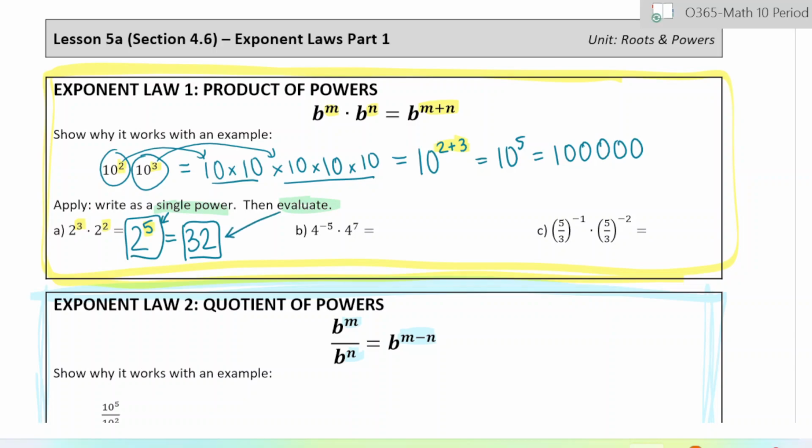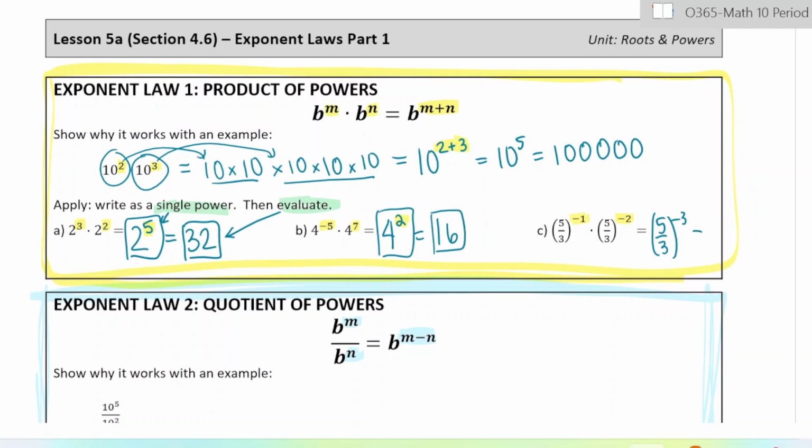Okay, let's do the next one. This one, we have 4 to the power of negative 5 times 4 to the power of 7. We are going to add those exponents together. We get 2. And now we're going to answer it. 4 squared is 16. 4 times 4 is 16. Okay, and the last one is a fraction. We are going to add these two powers together, and it would become negative 3.